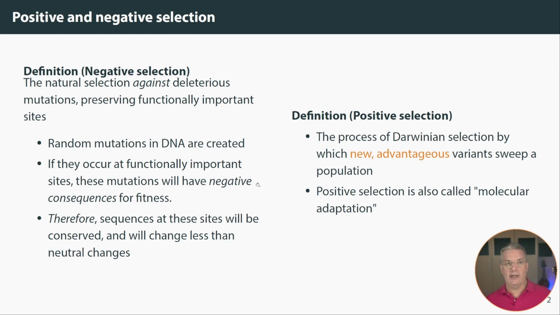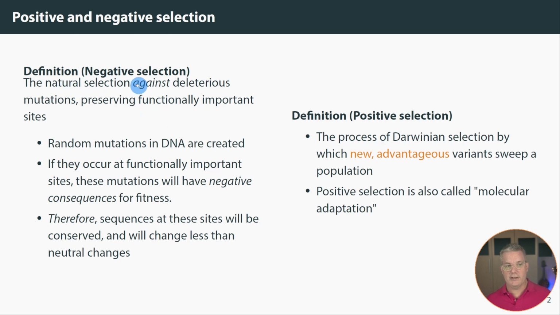So positive and negative selection are the two major topics that people first think of when they think of evolution. Actually, probably most people will think of Darwinian selection as positive selection. That is the process by which new advantageous variants sweep and become fixed in a population. So this is also called molecular adaptation. And it's usually what people think of when they think of Darwinian evolution at the DNA level.